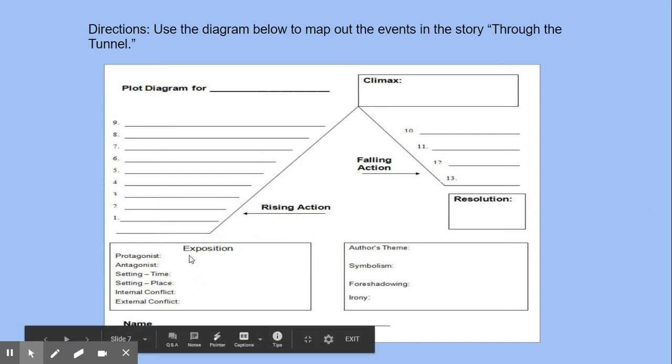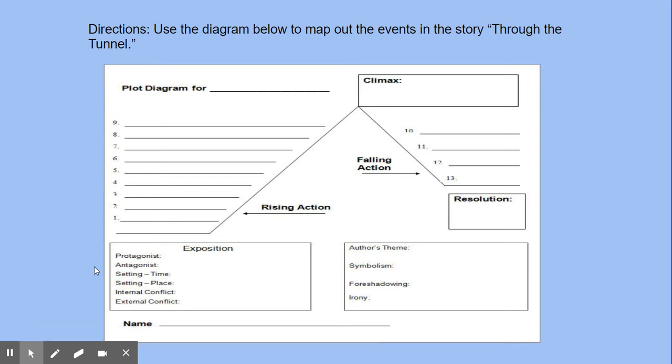Remember, look for the exposition. Who is the protagonist? What is the antagonist? The setting, time, place, internal conflict, external conflict. What is the rising action, the climax, falling action, and resolution? Try to look for the author's theme, the theme of the story, symbolism, any foreshadowing, if it takes place, and any irony.